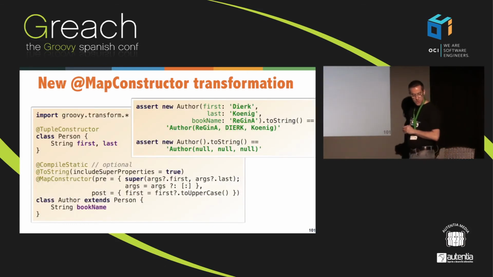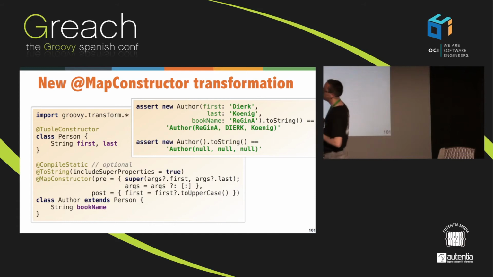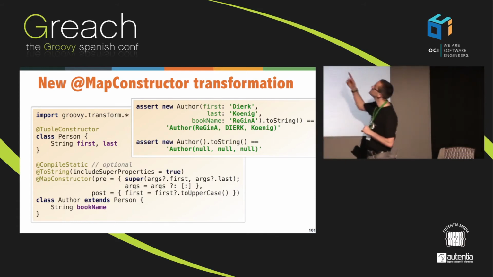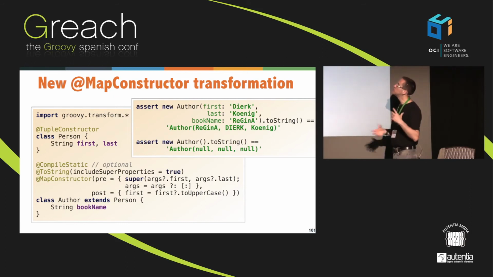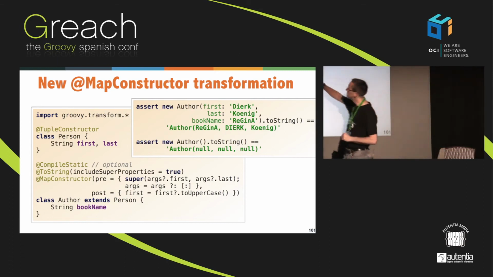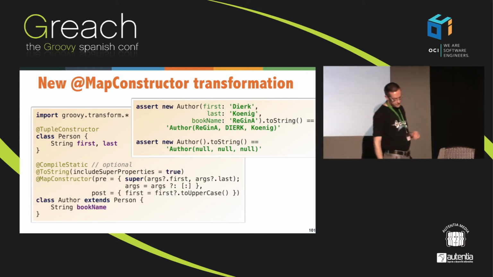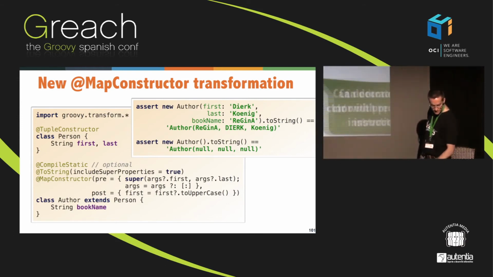The map constructor transform, so it's a new thing. You can have pre and post treatments basically when you use the map constructor. So this is the example above. If you want to treat the input that you pass with the map constructor, you can do that with pre and post closures. So we just use closures for defining what we want to do with the attributes.